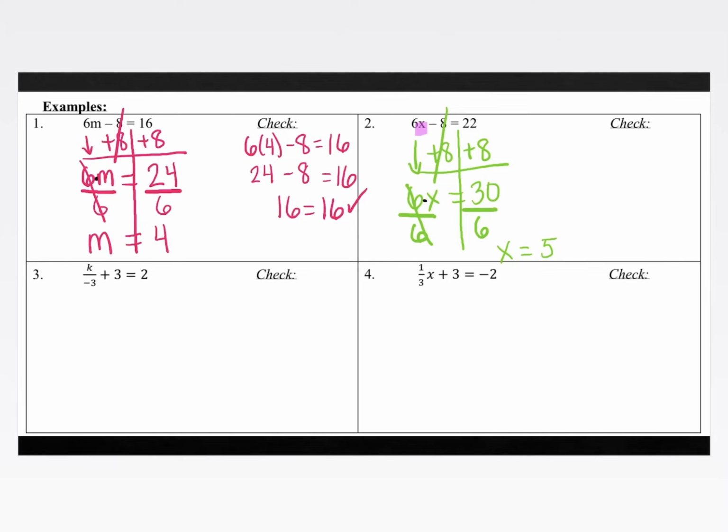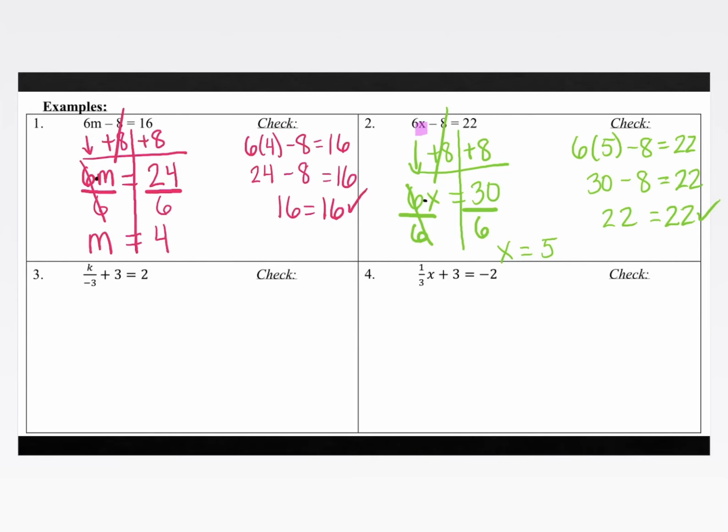Now to check our work, we're going to plug it in. So we'll have 6 times 5 minus 8 should give us 22. Again, we want to plug it back into the original equation. O is the original. Thinking about PEMDAS, we'll deal with multiplication first. 6 times 5 gives us 30. 30 minus 8 should give us 22. 30 minus 8 does give us 22, which matches the right-hand side, so we are all set.